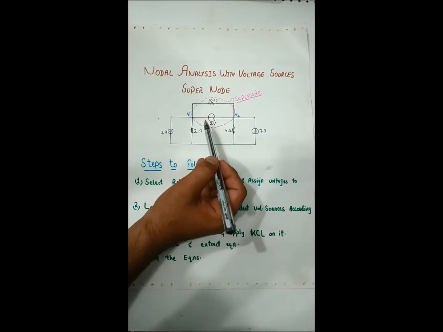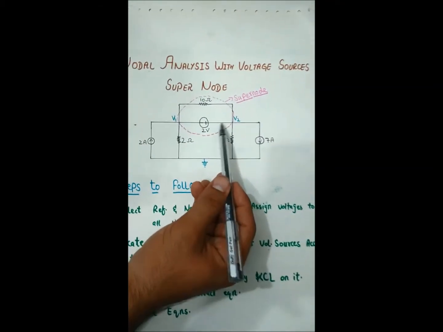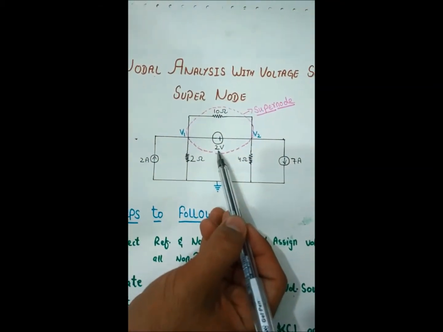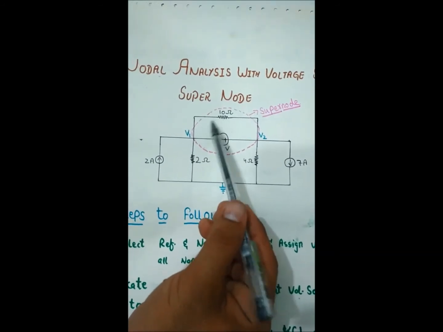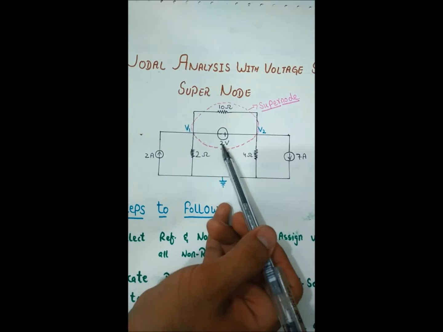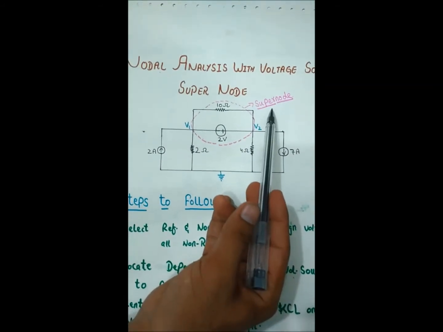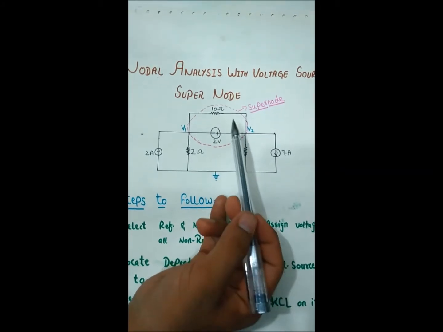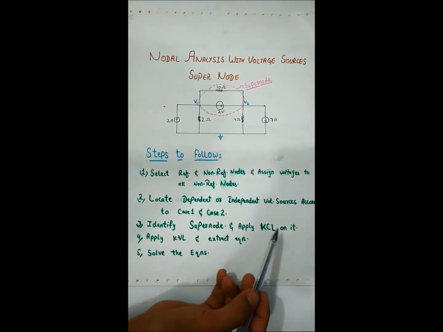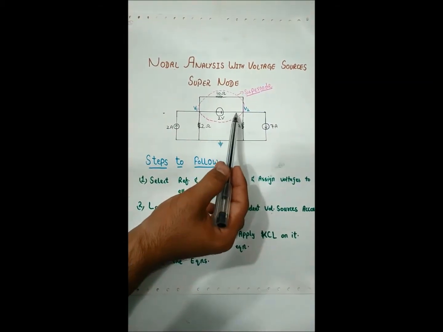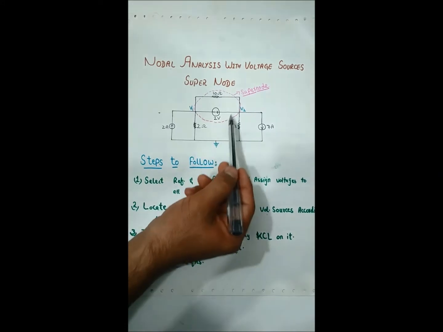The third step is to identify the supernode in this circuit. According to case 2, when a voltage source is connected between two non-reference nodes, like here the 2 volt source, and an element or branch of the circuit is connected parallel to that voltage source, we consider both of these as a supernode. Here is the supernode of this circuit, and the third step also says to apply KCL on it.